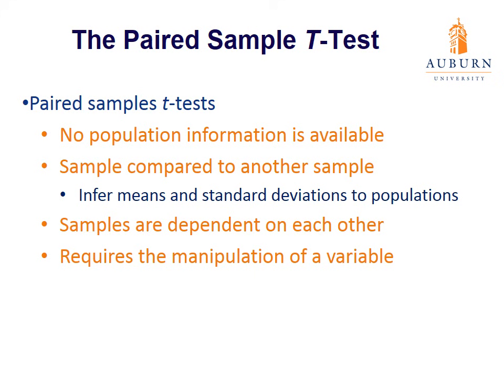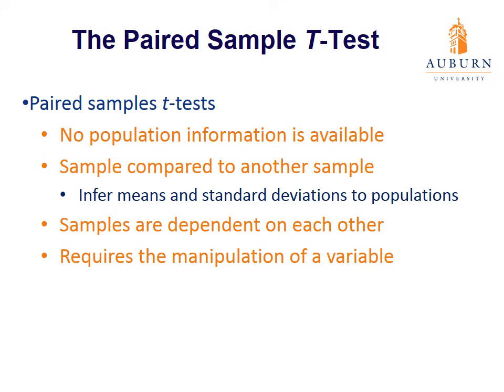So we're going to do a paired sample t-test when we don't have any information in the population and we're looking to compare 2 populations to each other. So because we don't have any population information, we have to infer the means and standard deviations from samples of each of those populations. So again, we're always comparing 2 populations, and now we're going to infer the population parameters, the mean and the standard deviation, based on their respective samples. And if we can do that, then we can compare the 2 samples to each other, and if we're inferring to the populations, we're in essence comparing the 2 populations to each other.